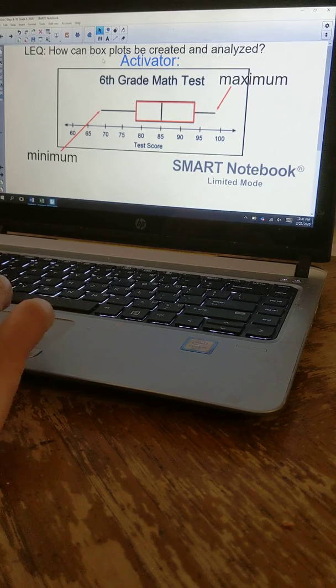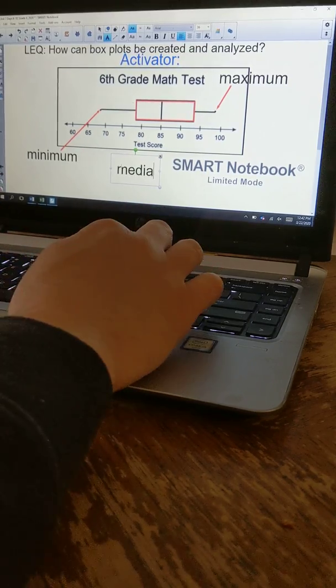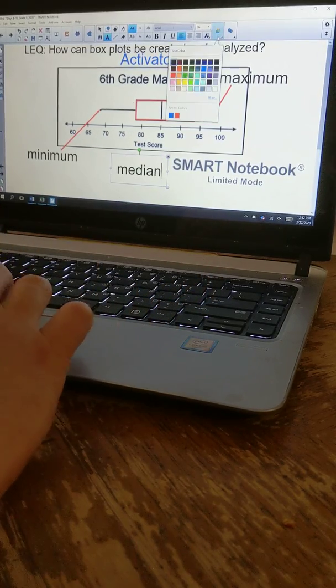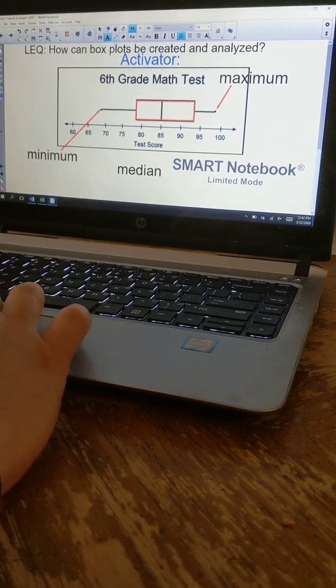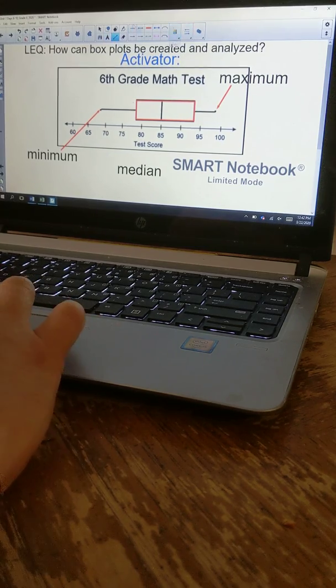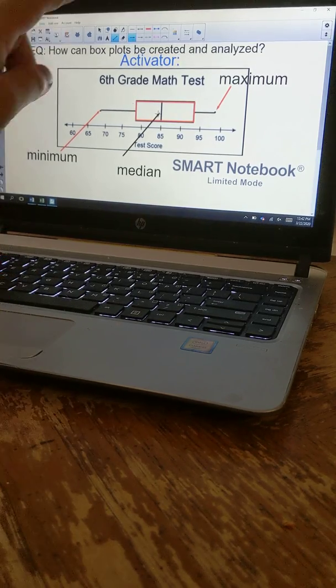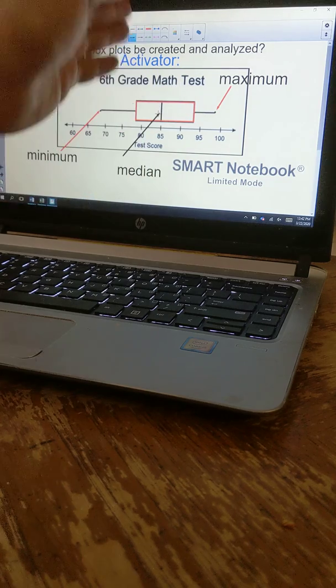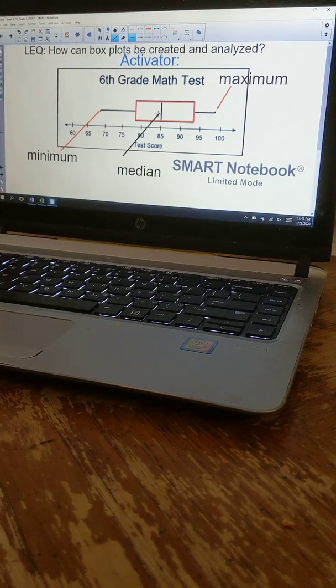So this end, the whisker over here, represents the minimum. This end, the whisker, represents the maximum. We also have the median, which is the exact middle number of any data set. And the median on a box and whisker plot is always described by this line that goes right down the middle of the box. It could be anywhere in the box, but the vertical line in the box is the median.